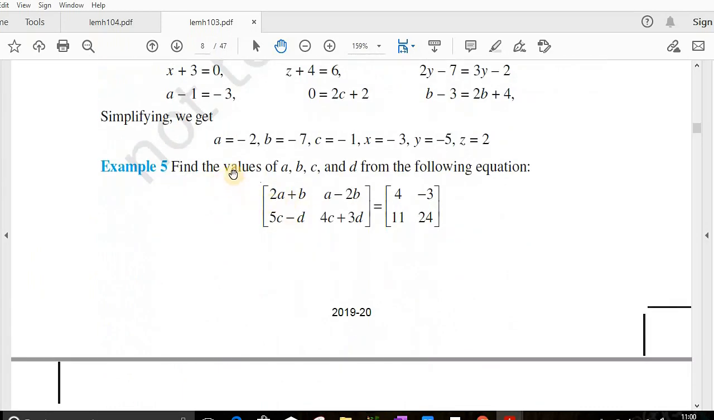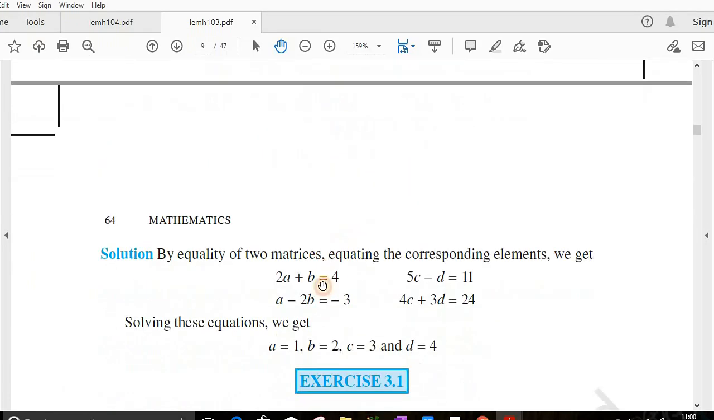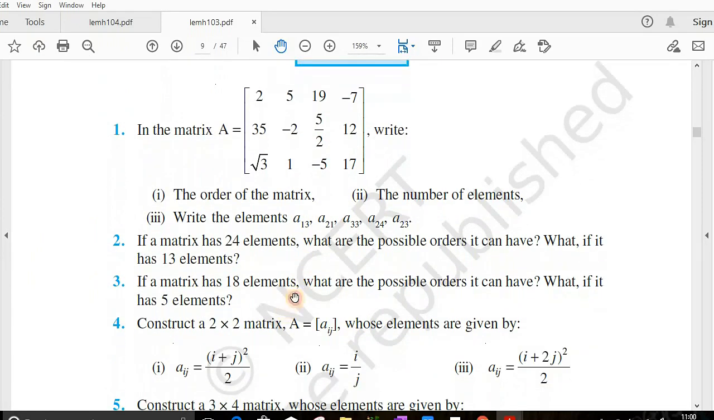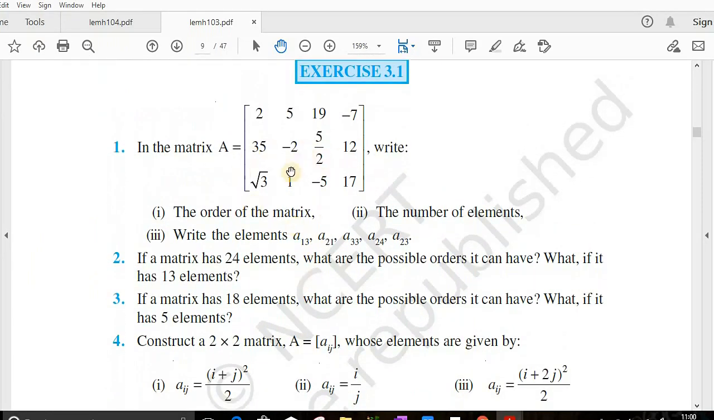Okay. Here also you have something. Find the values of a, b, c, d with this equality. Okay. So that is the thing. So these concepts are very easy actually. There's nothing to it.